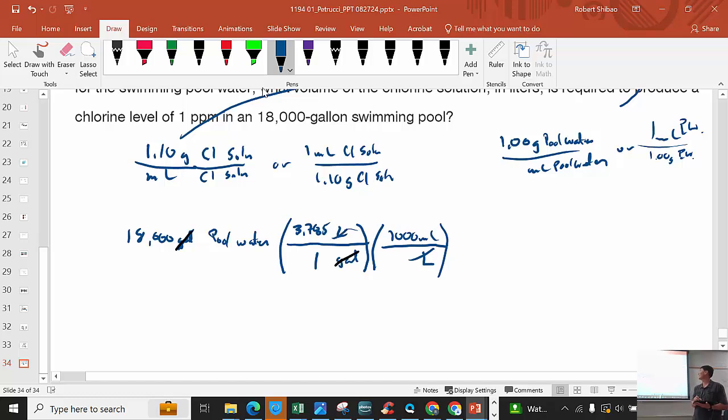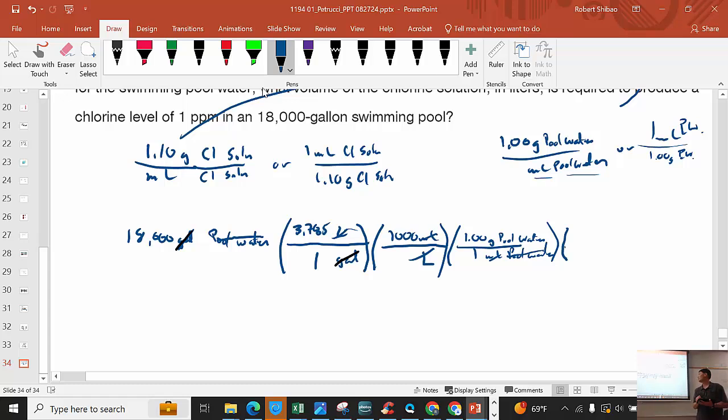Do I have anything up here that has milliliters pool water? Yeah, right here, milliliters of pool water. Let's get rid of both units. So what I'm going to do is I'm going to go 1.00 grams of pool water per 1 milliliter of pool water. So now I can cancel out both units. I can cancel out milliliters and I can cancel out pool water. But even though I cancel out pool water, I'm still left with pool water. But now I'm left with grams of pool water rather than milliliters of pool water.